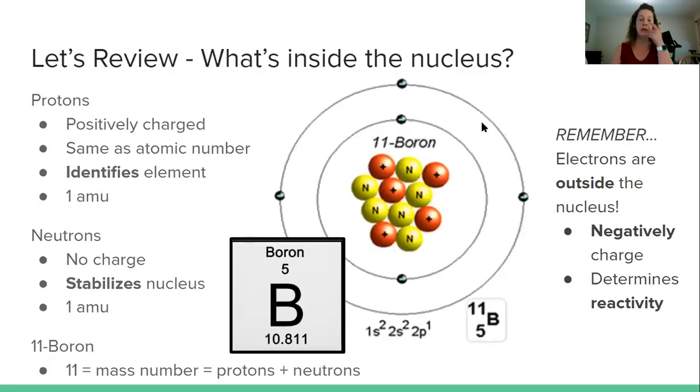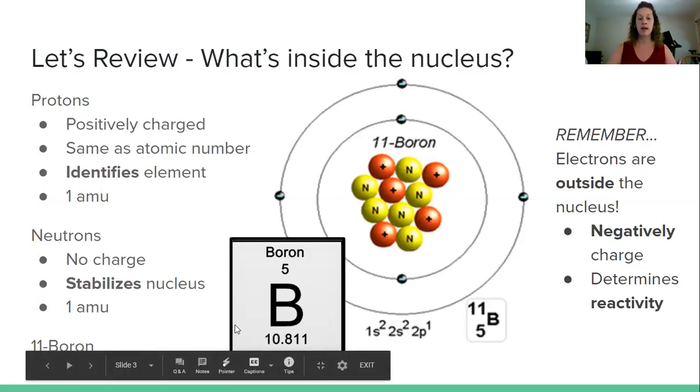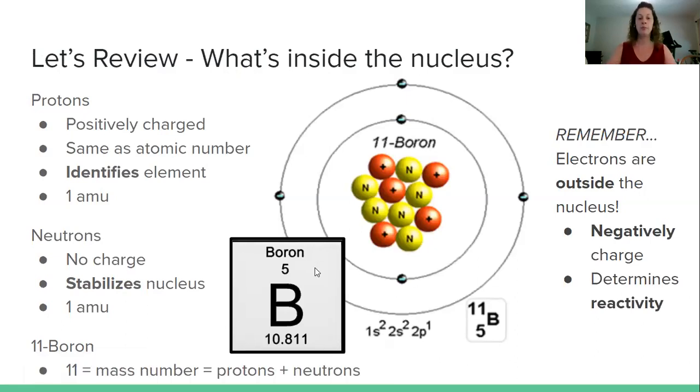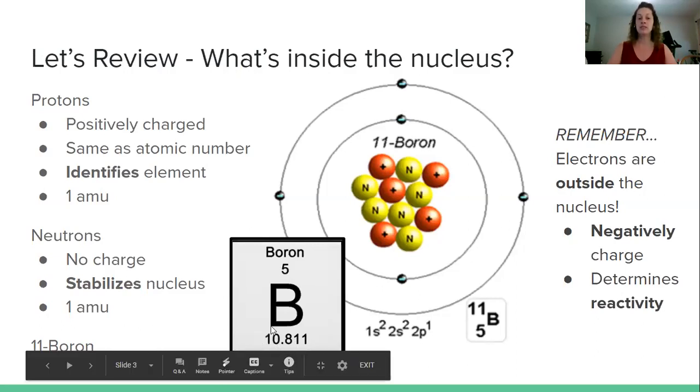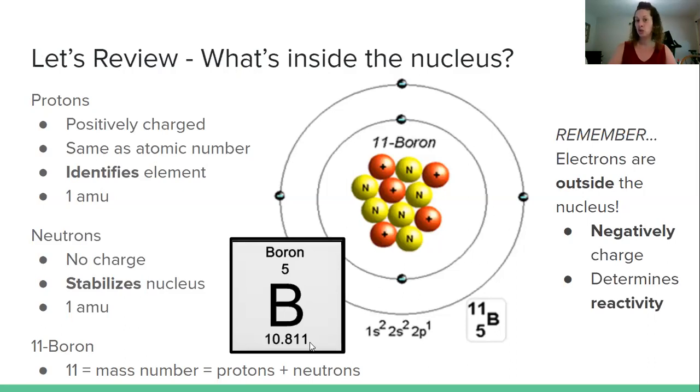So first, let's review what's inside the nucleus. There's a lot going on in this slide, but this should all be review for you. If we take a boron atom, so here's our little glimpse, our little square from the periodic table. It has the atomic number 5, which tells us that there's 5 protons in the nucleus, and it has a mass of about 10.811. That's a weighted average mass dependent on the number of isotopes that are out in nature.